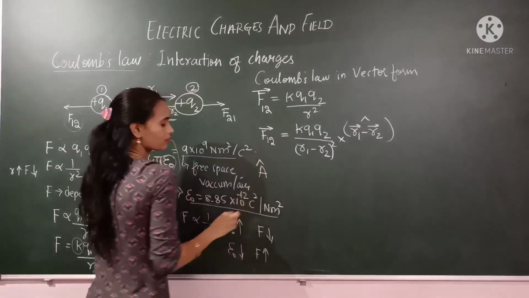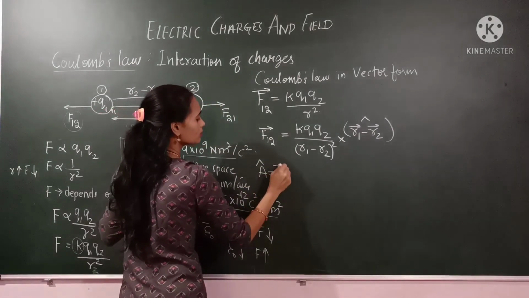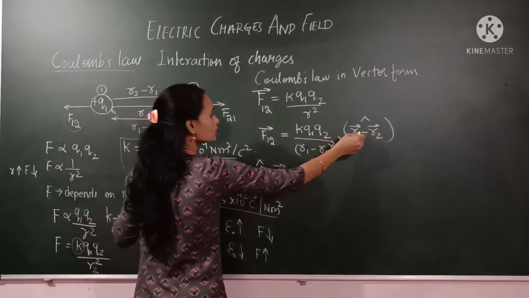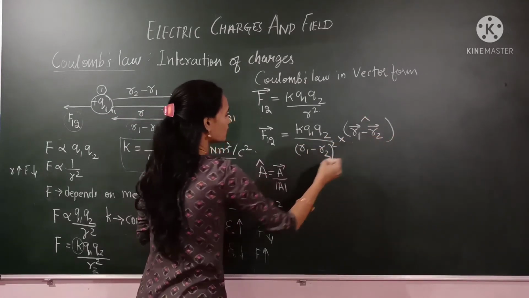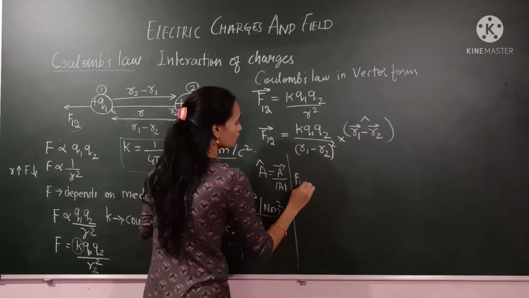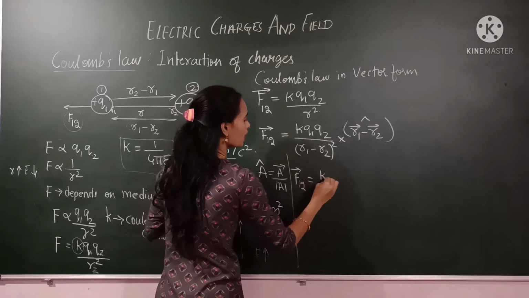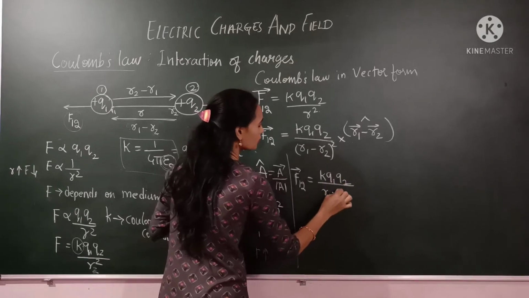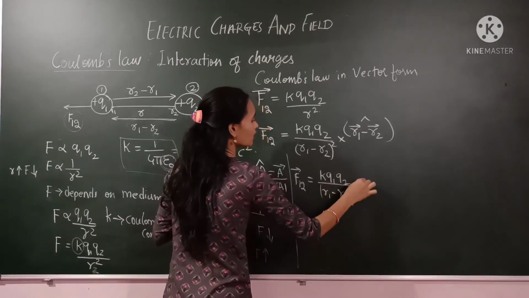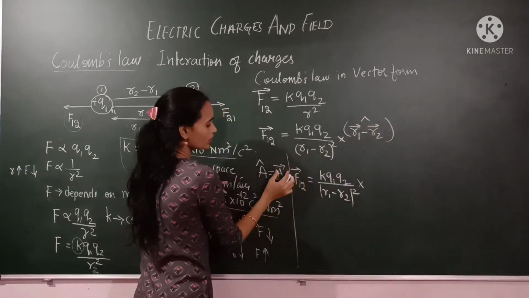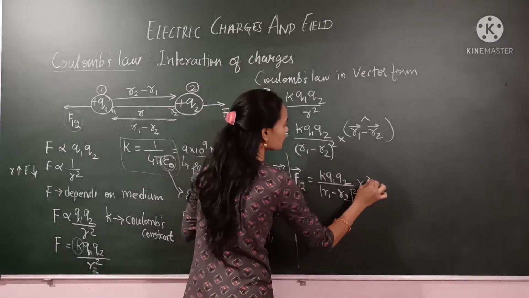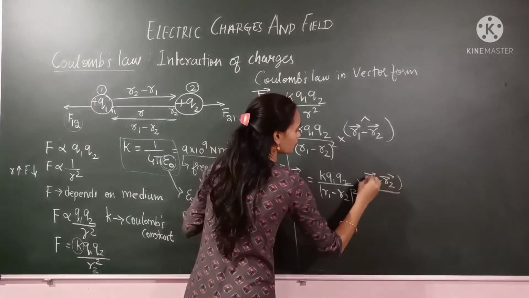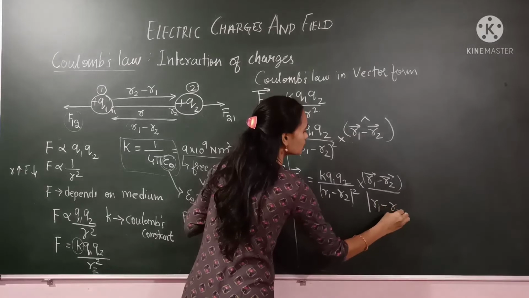Now A cap is a unit vector. A unit vector can be written as vector A divided by mod of A, that is, the magnitude of A. So in this way we can write F12 equals K Q1 Q2 divided by R1 minus R2 whole square, multiplied by vector A divided by mod of A. So this unit vector can be written as vector R1 minus vector R2 divided by mod of R1 minus R2.